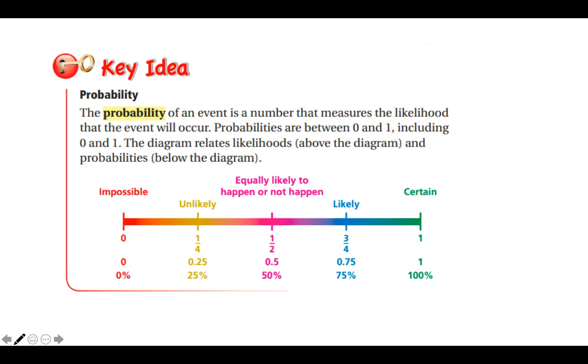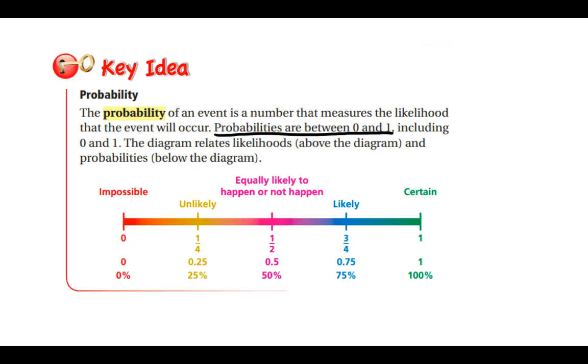Okay, so first, the probability of an event is a number that measures the likelihood that the event will occur. Probabilities are between 0 and 1. Okay, so they're going to be decimals. And again, you can see down here, it's percentages.